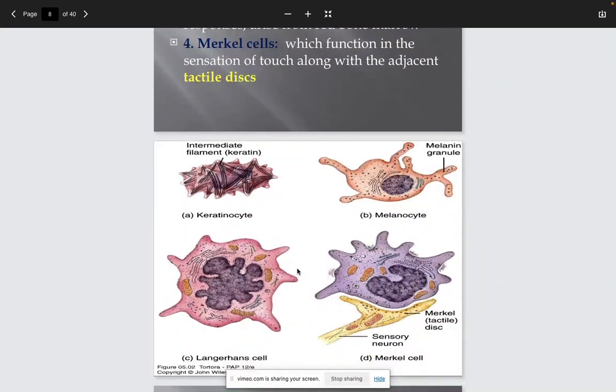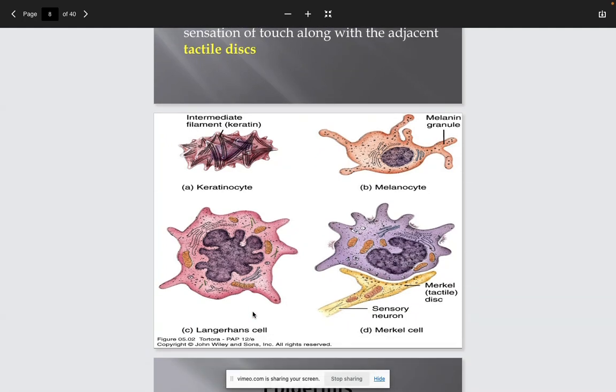Here's a picture just kind of depicting what we previously discussed. These are the keratinocytes, containing these intermediate filaments. And again, intermediate filaments are just a type of structural protein. And this is keratin here. These are the Langerhans cells. They have a kind of a different shape. Here's the melanocytes producing these melanin granules. And again, the melanin granules are going to be what gives you your pigmentation. These are the Merkel cells containing this tactile sensory disc and relaying information back to the sensory neuron.